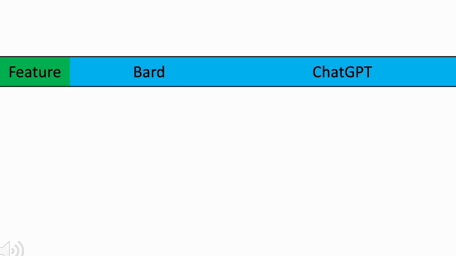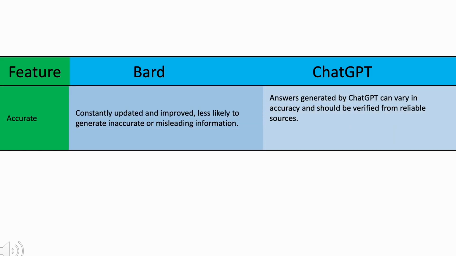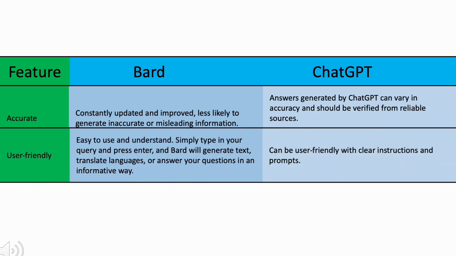Now look at the accuracy. Accuracy says constantly updated and improved, less likely to generate inaccurate or misleading information. Answers generated by ChatGPT can vary in accuracy and should be verified from reliable sources. So ChatGPT says that you should always verify with reliable sources, but Bard does not claim it the same way.